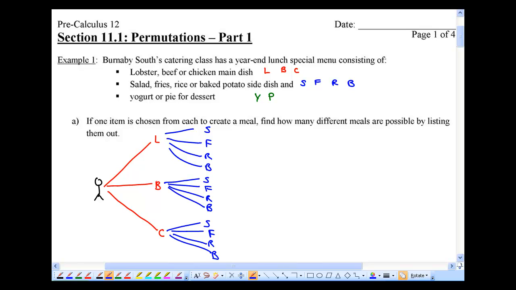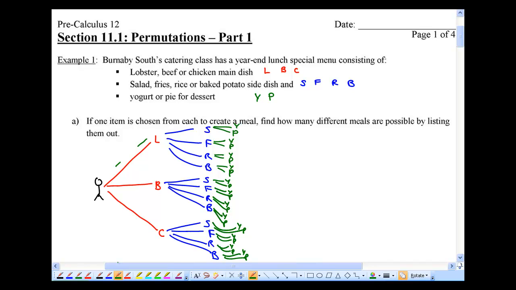And now if I were to follow this path, which is the lobster and then the salad, from there I could have two choices for dessert: yogurt or pie. And it's the same two choices for all of them. Yogurt, pie, yogurt, pie, yogurt, pie, yogurt, pie. Hopefully your notes have a bit more space than mine.